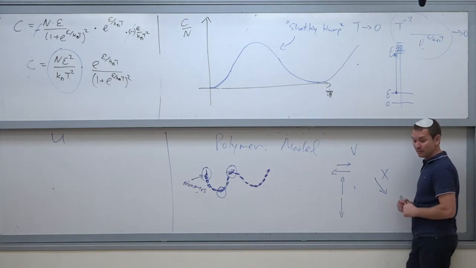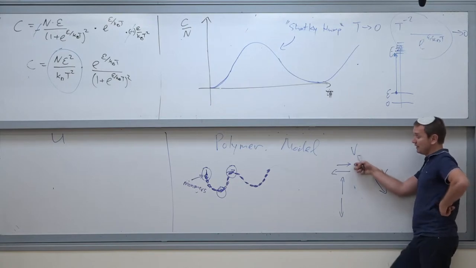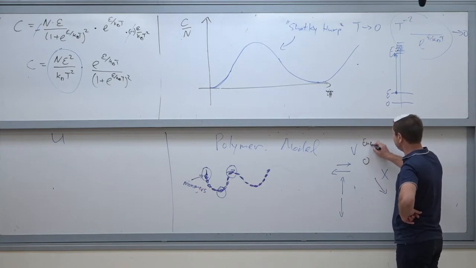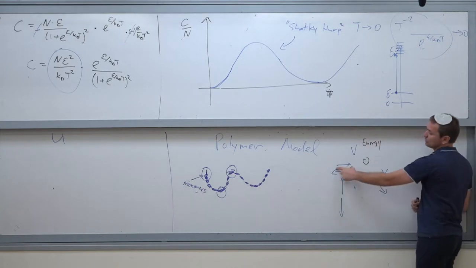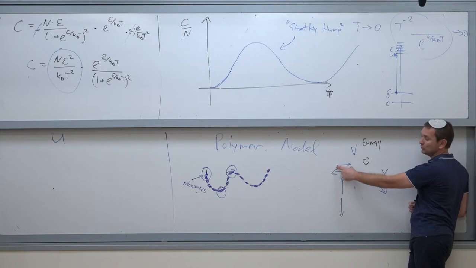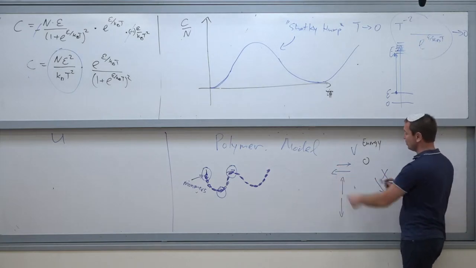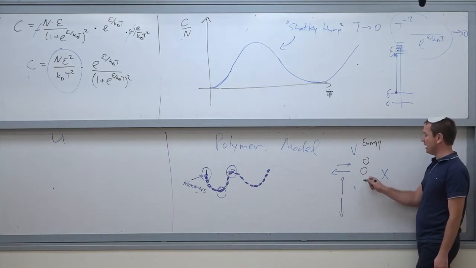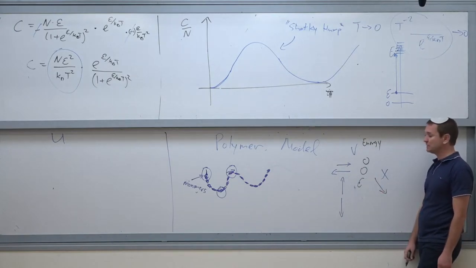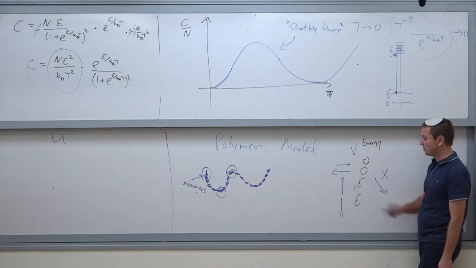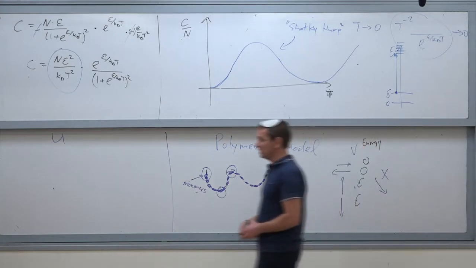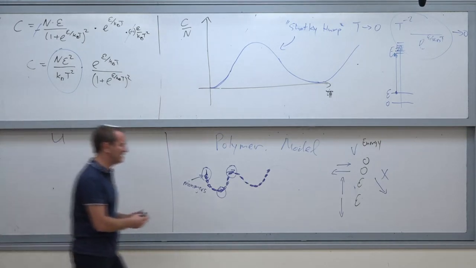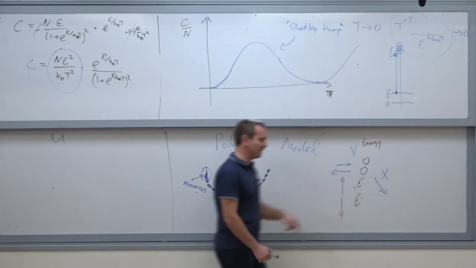The energy of this one, I say, is zero. If the monomer is pointing to the right, the energy of this state is zero. If the monomer is pointing to the left, the energy is zero. If the monomer is pointing up, the energy is epsilon. If the monomer is pointing down, the energy is epsilon. How do I define the system, and why did I choose exactly zero, zero, epsilon, epsilon?